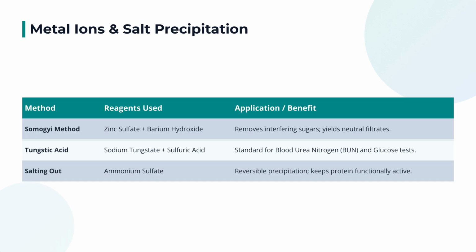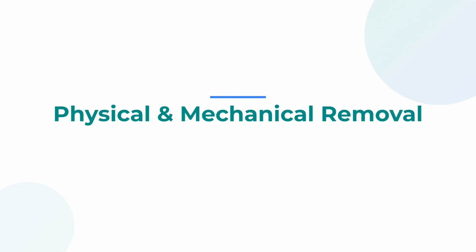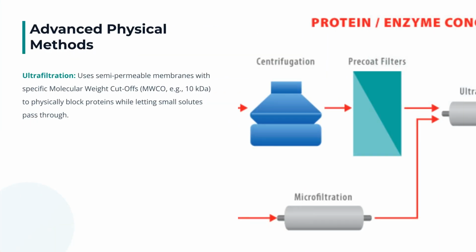Metal ions and salt precipitation methods are used for specific applications. The Somogyi method removes interfering sugars, tungstic acid is standard for specific blood tests, and salting out provides reversible precipitation, keeping proteins active. Our focus shifts now to physical and mechanical removal techniques, which rely on size-based and thermal separation.